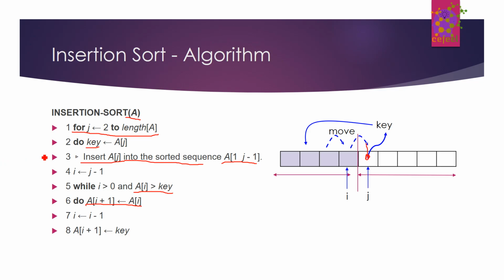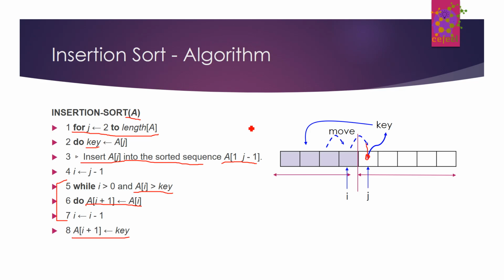So this loop continues till i is 0 or I find my position, which means key is less than or equal to A[i]. If A[i] is greater than key, I'll just keep moving the items, and once I'm done, I will assign A[i+1] equal to key, which means I insert the key into its appropriate position. Once that is done, I increment j to the next point, because now the sorted part of the array has increased, and I keep doing it till I am done with all the elements in the unsorted array.